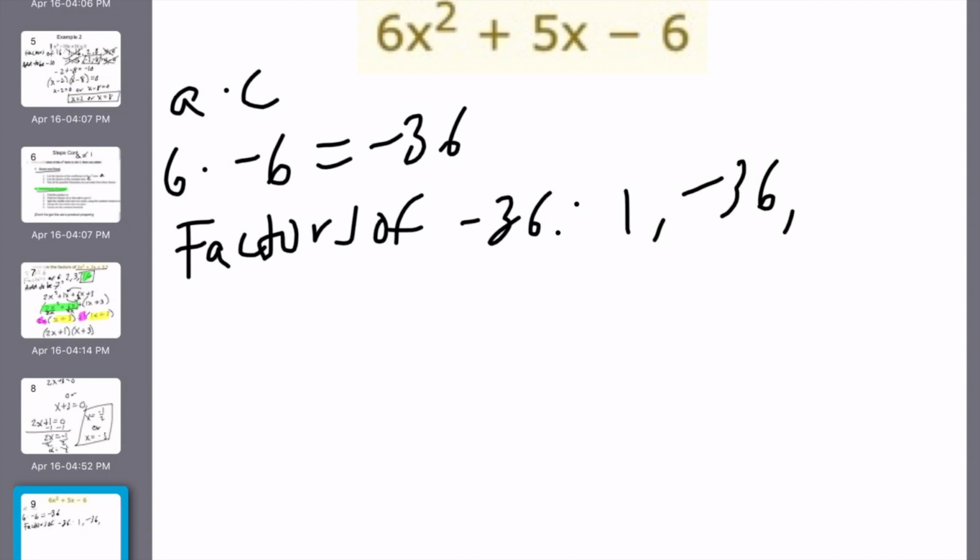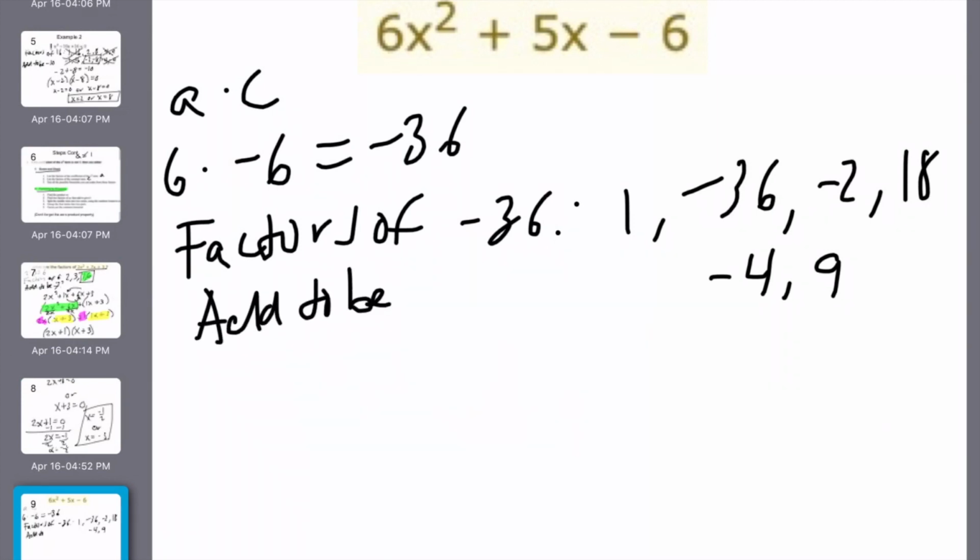It could be, let's see, negative 2 and 18. Could also be negative 4 and 9. But I'm also looking for the factors that add to be 5. And in this case, those factors are negative 4 and 9. So once I've found these factors of negative 36 that add to be positive 5, that add to be my b term, I then need to take these numbers and replace them for 5x.